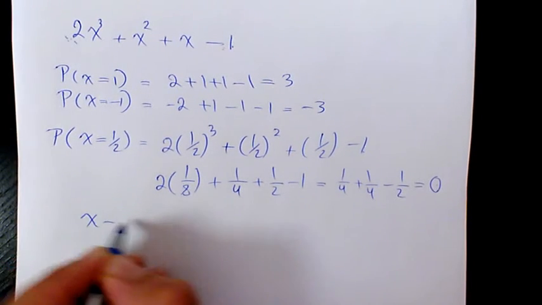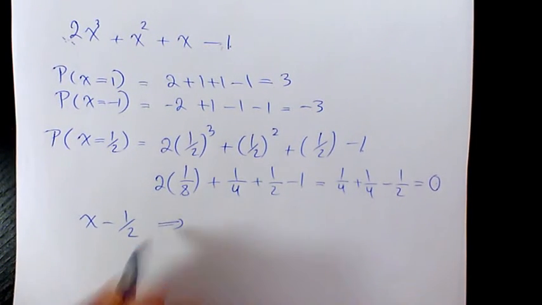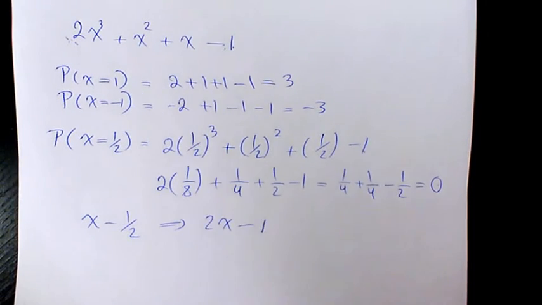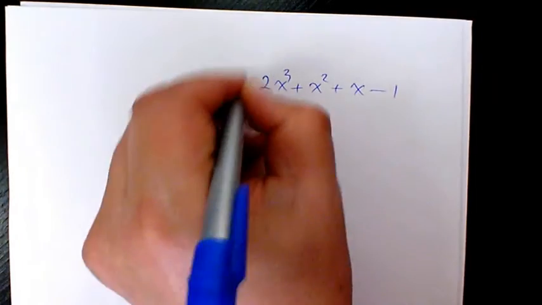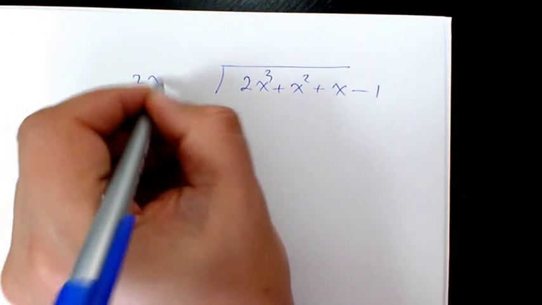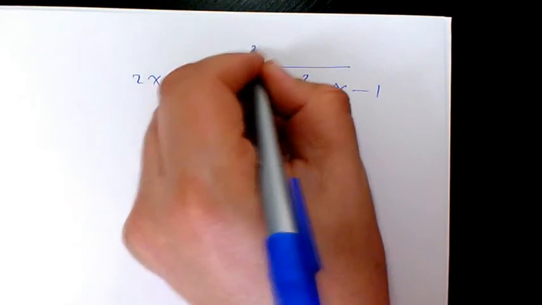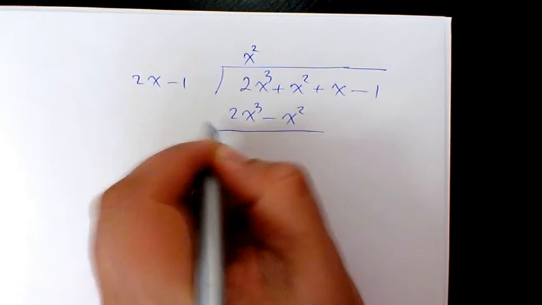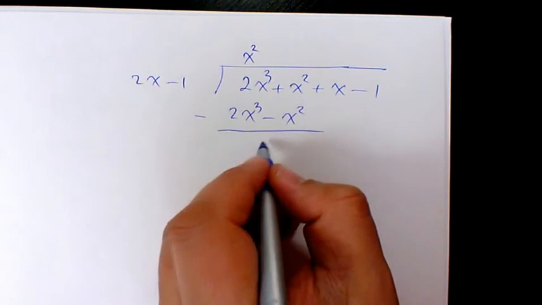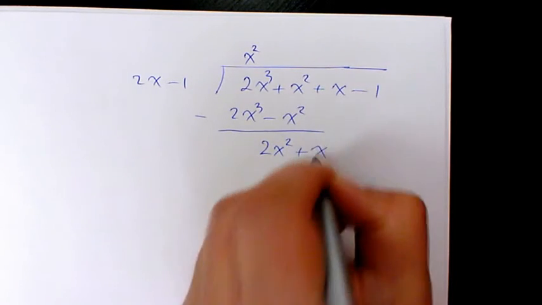So x minus 1 over 2, or we can say 2x minus 1, is one of the factors. So it means that I need to divide it by long division by 2x minus 1. So 2x cubed plus x squared plus x minus 1 divided by 2x minus 1, which is going to be x squared. When you multiply, 2x cubed minus x squared, then you cancel out. There's going to be 2x squared plus x.